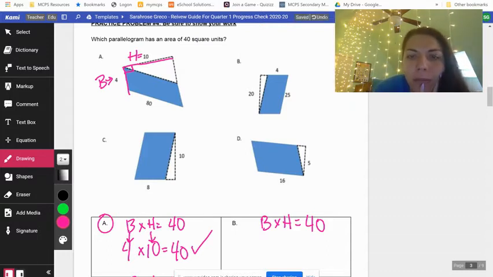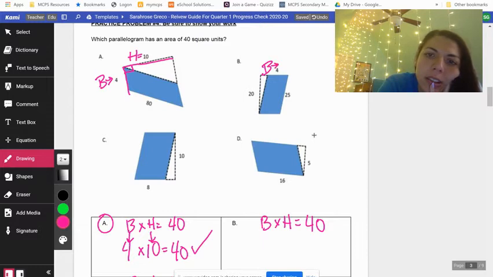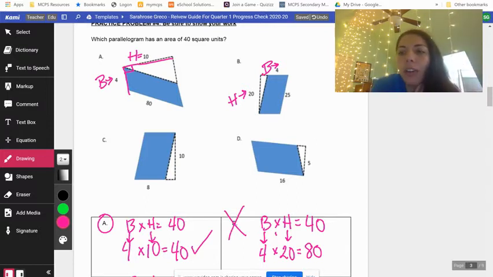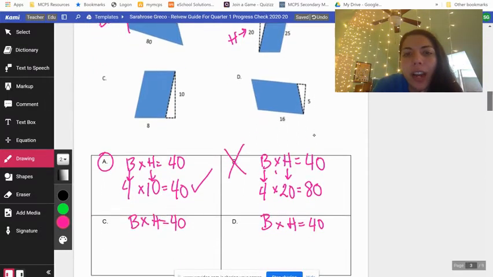For letter B, my base looks like, I'm going to say that 4 is my base. So that means 20 is my height. So let's plug it in. For B, I said 4. For height, I said 20. And 4 times 20, or 4 times 2 is 8, 80. So B does not work. Remember, it's a parallelogram. We're not cutting it in half. We should have just gotten 40.